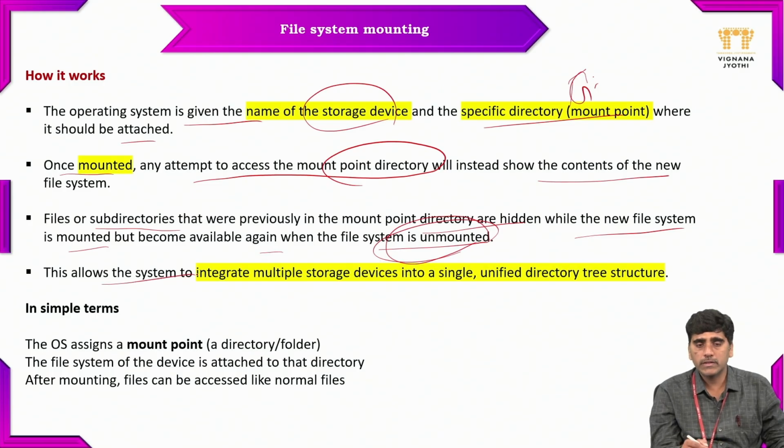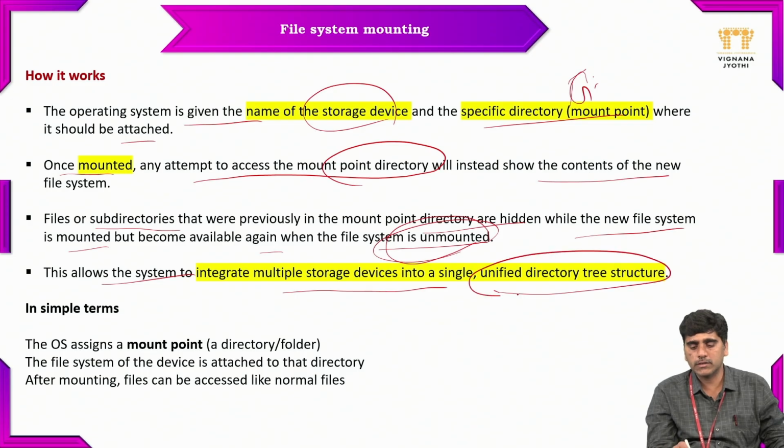This allows the system to integrate multiple storage devices into a single unified directory tree structure. In simple words, the OS always assigns the mount point. That means it gives you the created directory and folder. By default, if you are not creating any directory, it always creates the name folder1 and file1, with these default names, right?